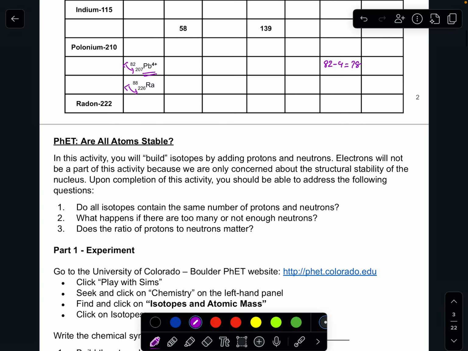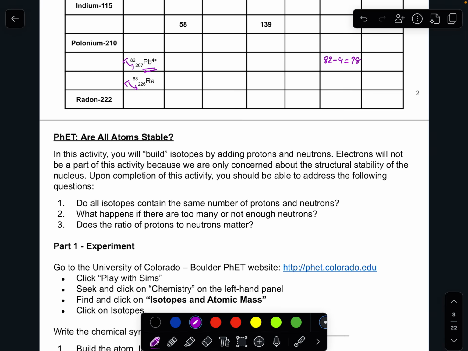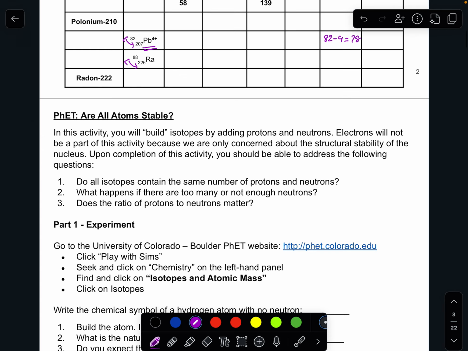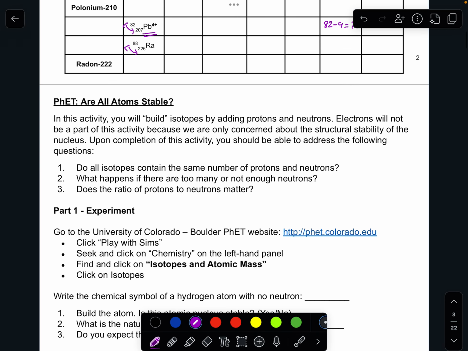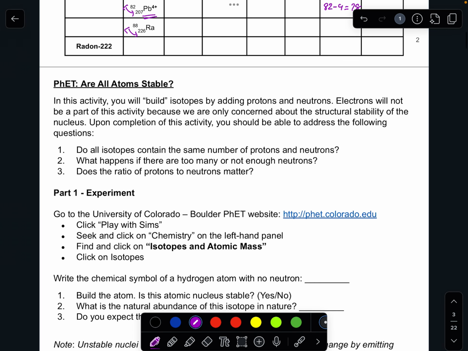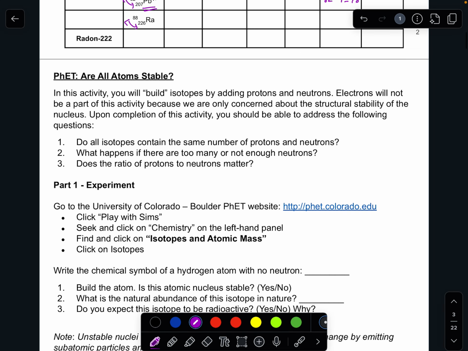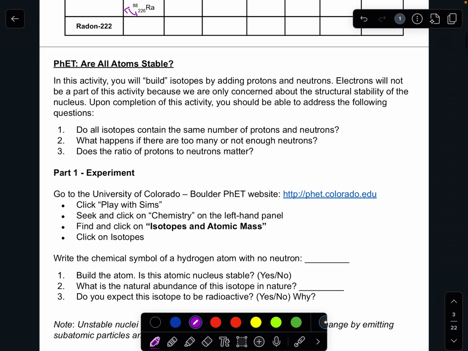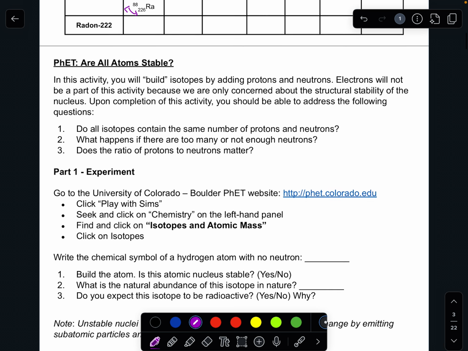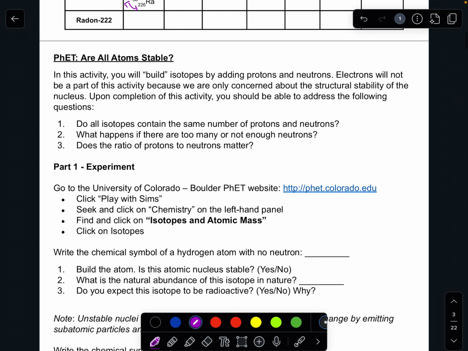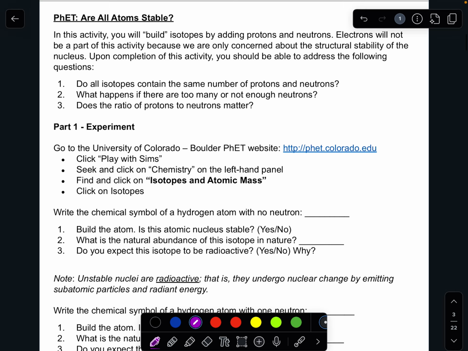Okay, so once you're done with that, we are going to explore a PhET lab to see how atoms or elements become radioactive. What is the reason behind why they are not stable, why we are not seeing all the elements emitting radiation. So for that, you are going to answer all these questions. It is a long one.